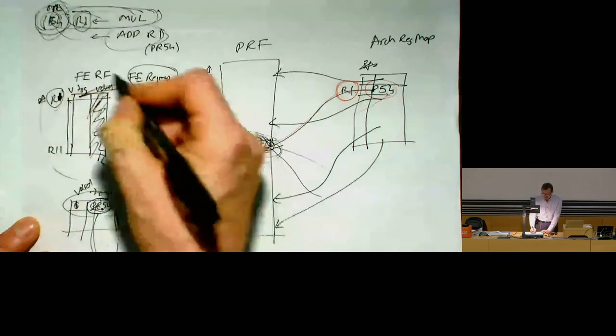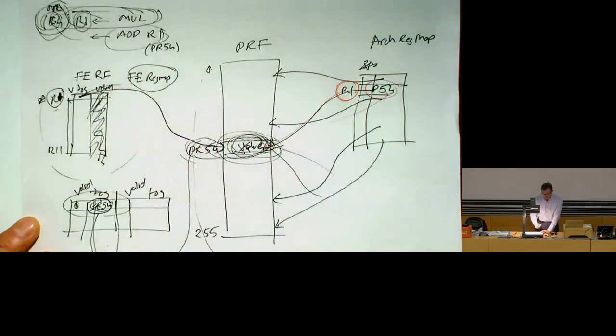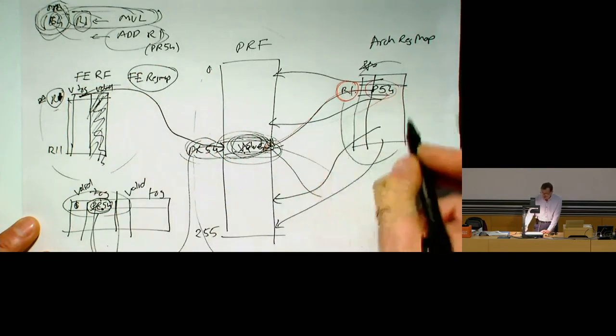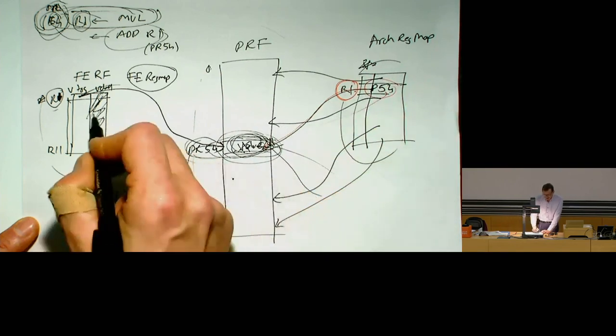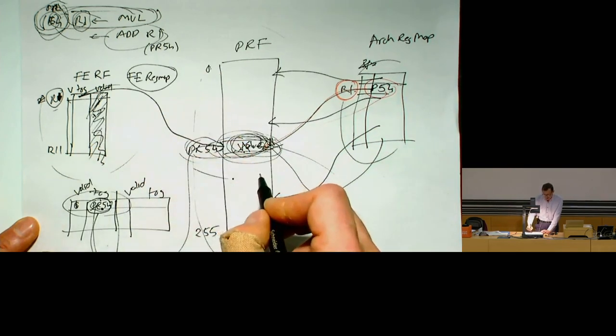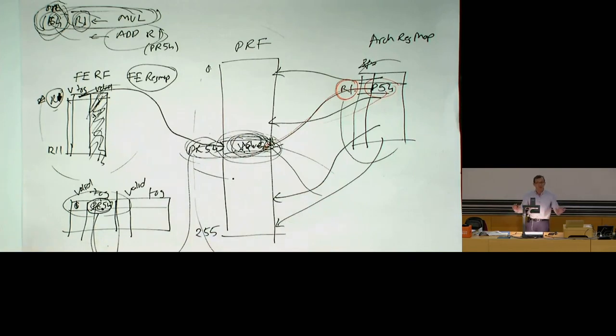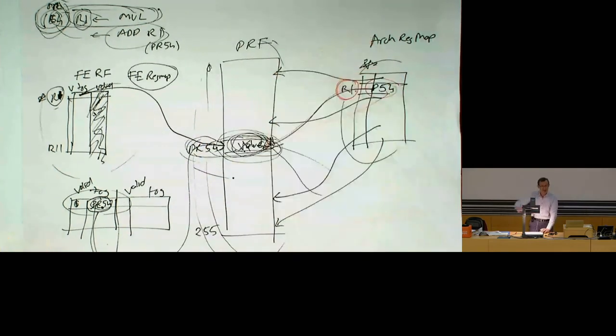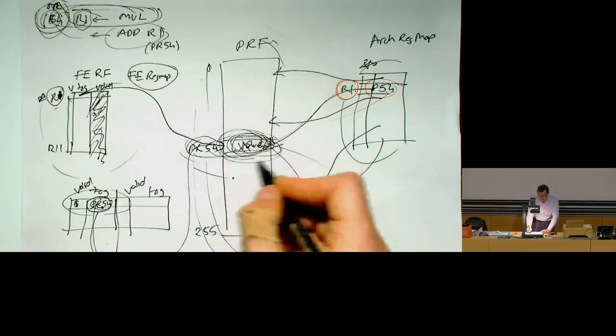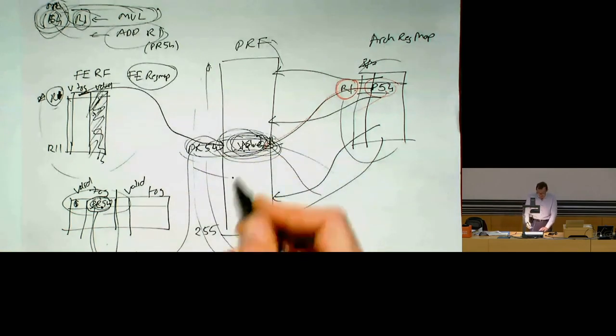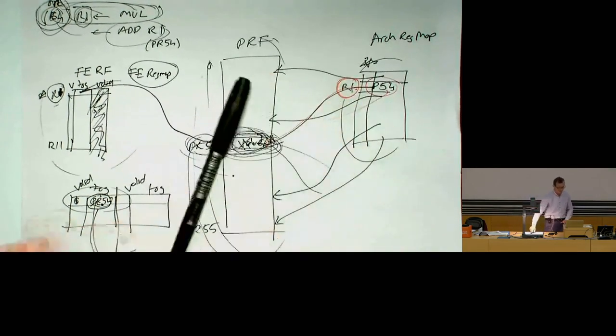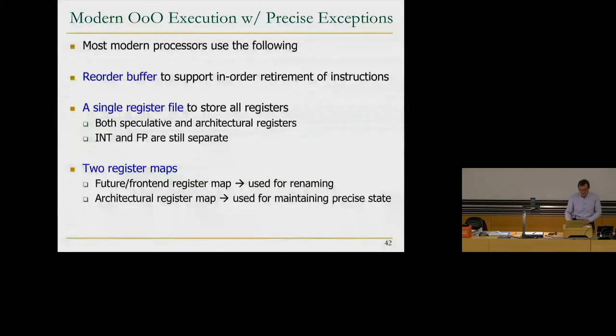You have this front-end register map for renaming. You have this architectural register map to keep the pointers to the architectural state, and this keeps pointers to the renamed state. And this way, you don't need to store values and broadcast values all over the machine. Values are stored just here. You just need to send the values whenever you produce them into the register file, and whenever you need to read a value, you read it from this physical register file. So if you go back over here, that's exactly what this slide means. You have a future front-end register map used for renaming and an architectural register map used for maintaining precise state.